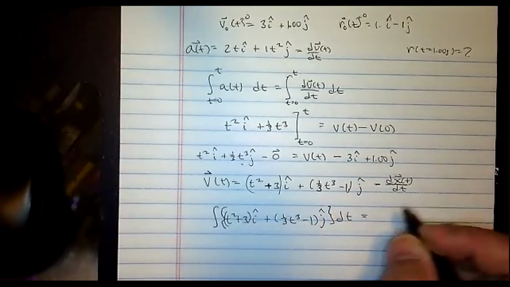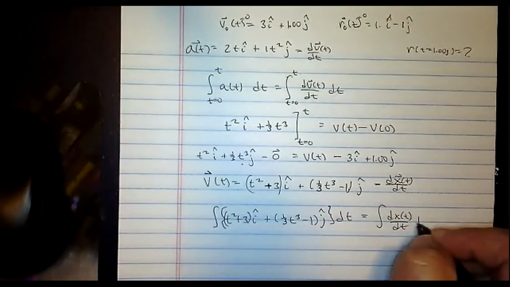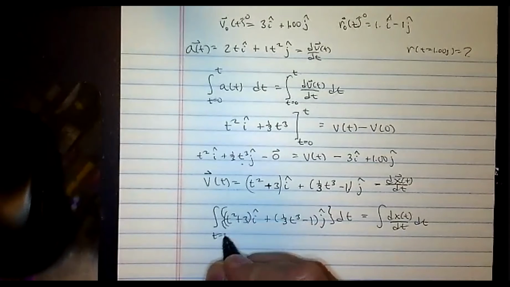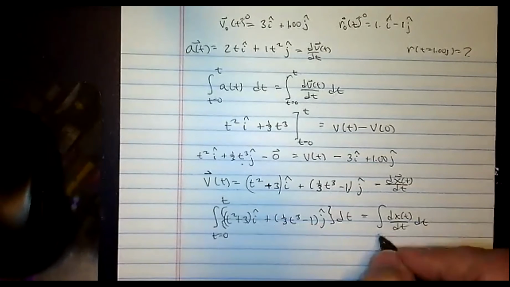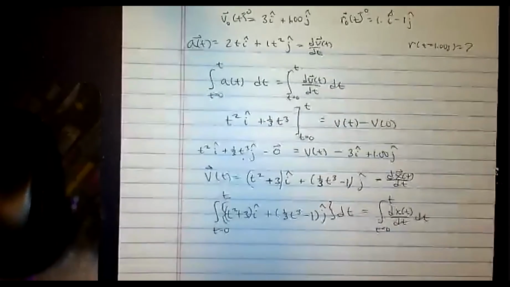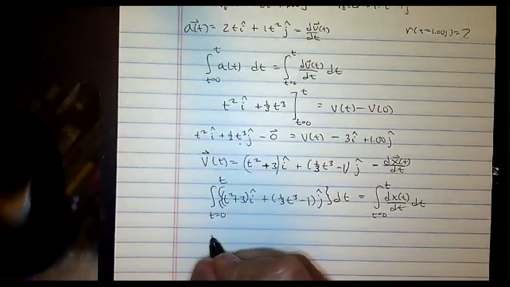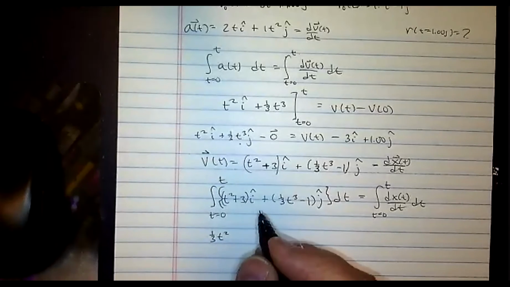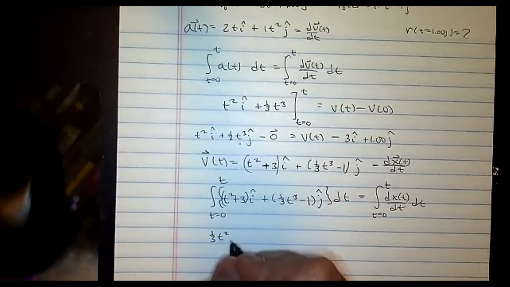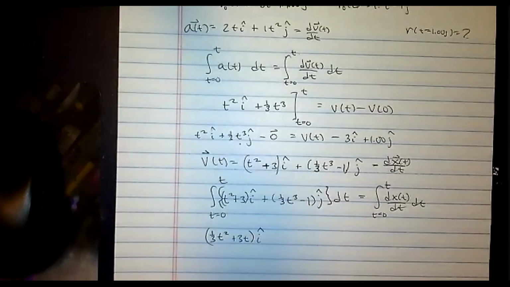And that's all going to be equal to the integral of dx of t over dt times dt from t equals 0 to sometime t later. I can integrate this. The integral of t squared would be 1/3 t cubed. So that's going to be 1/3 t cubed. The integral of 3 would be 3t. So that'd be plus 3t. And all that times i hat.